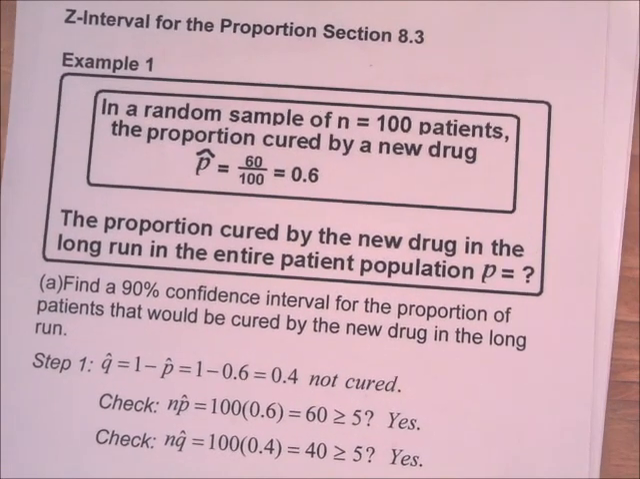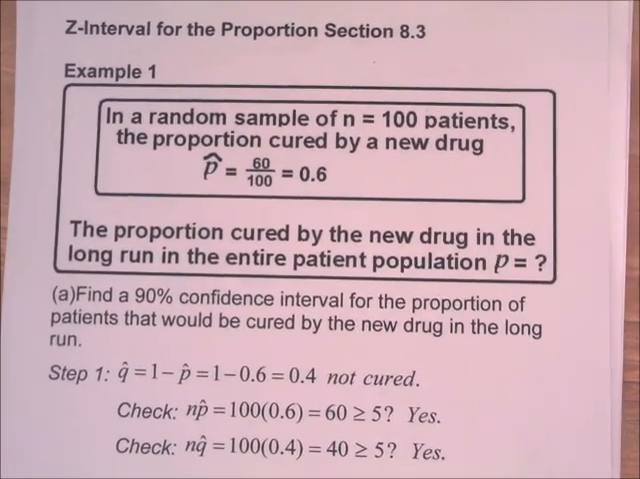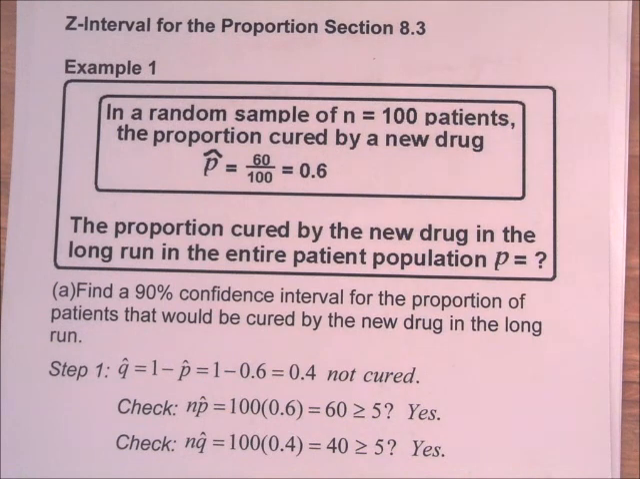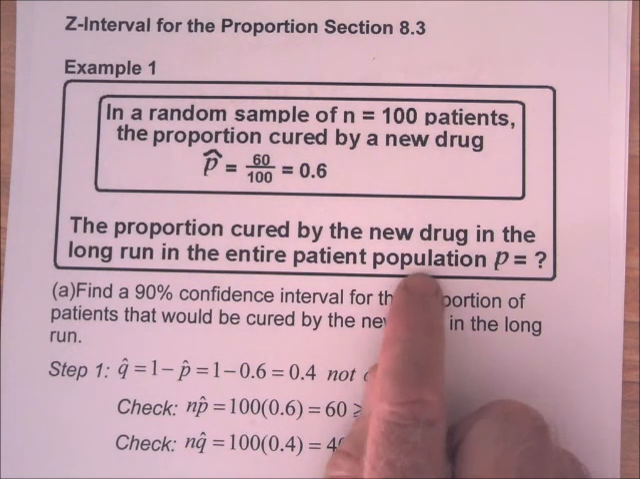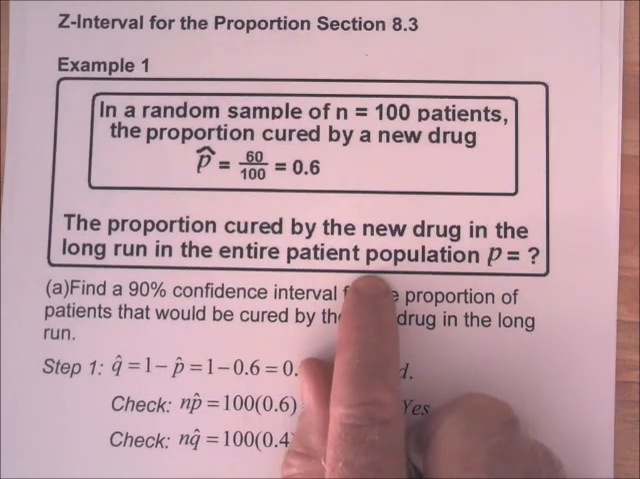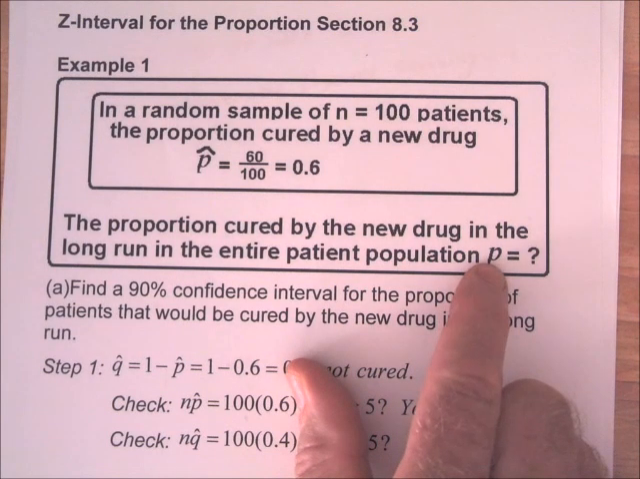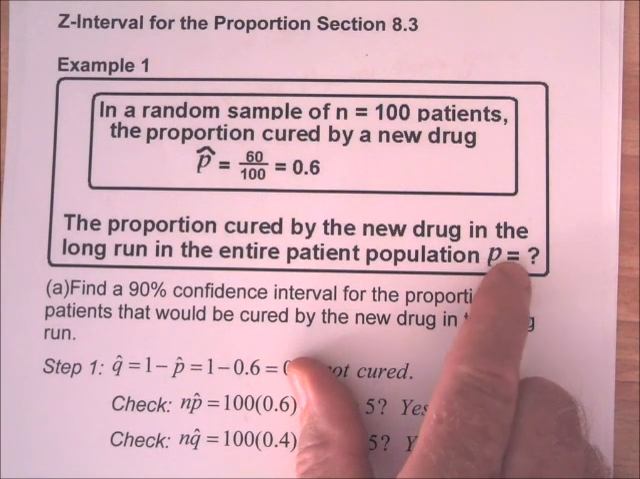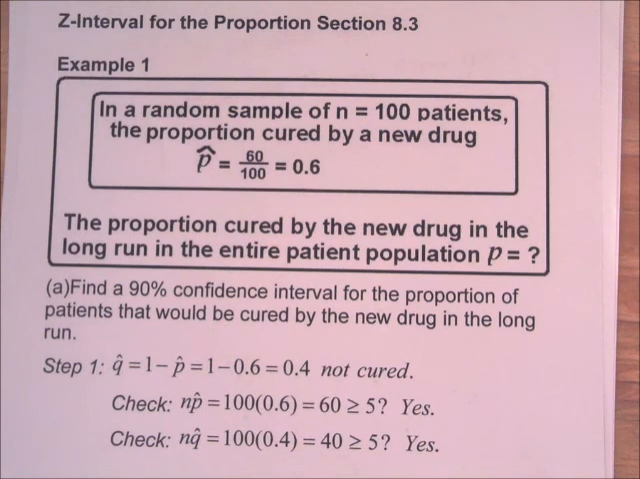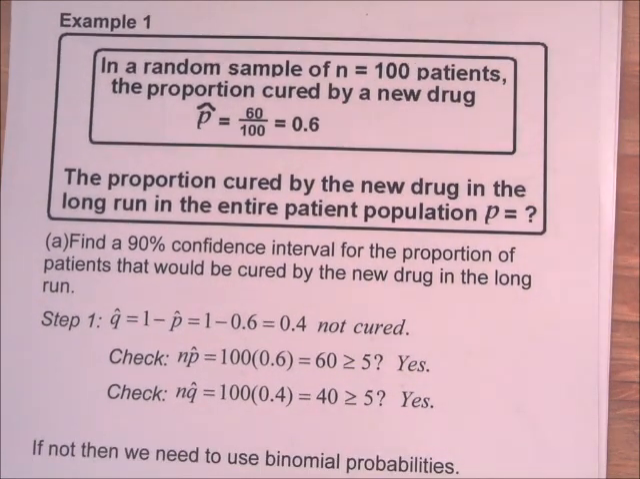Confidence interval for proportion using the Z table. In a random sample of n equal 100 patients, the proportion cured by a new drug, p hat, is 60 over 100 or 0.6. This is taken from a larger population of millions of patients. The proportion that would be cured by the new drug in the long run is represented by p, and that's unknown. Part A, we want a 90% confidence interval for the proportion of patients that would be cured by a new drug in the long run.